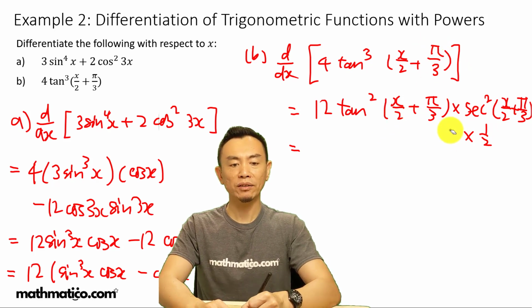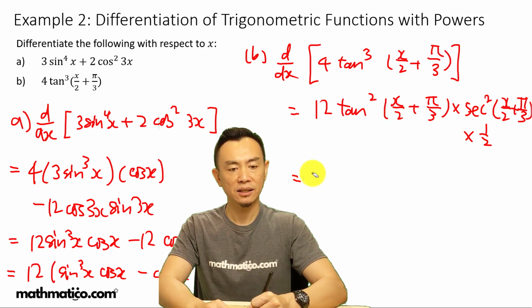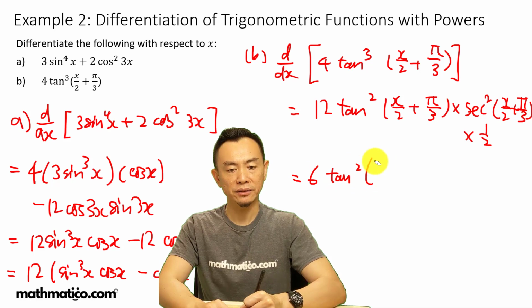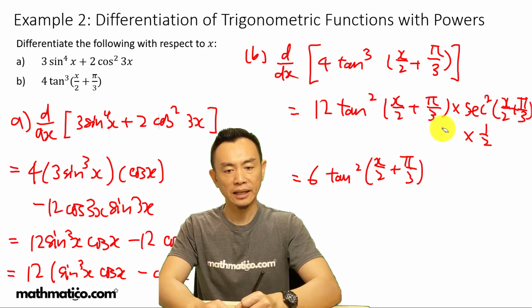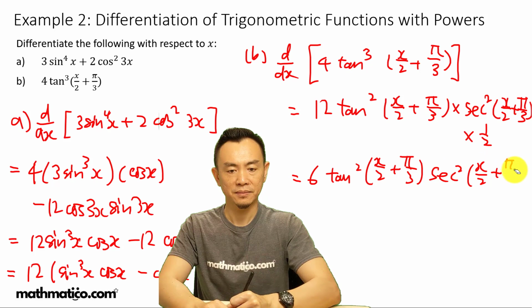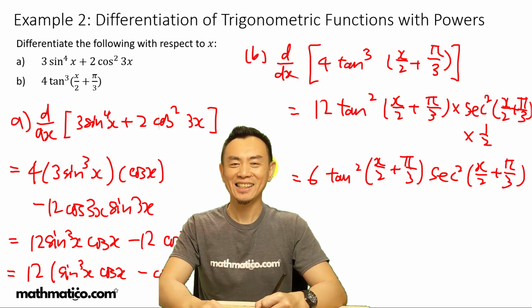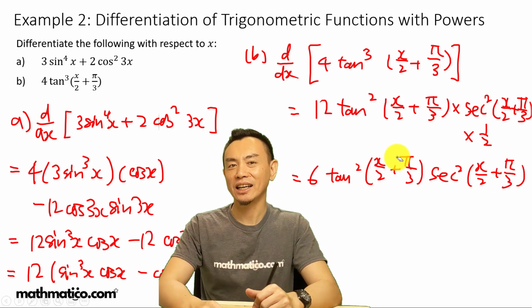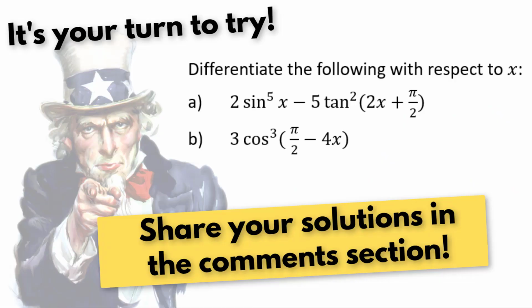Alright, so then 12 times half is 6. And we have tangent square angle, secant square, the same angle. Alright, that's it. So now you give it a try and share your answers in the comments below.